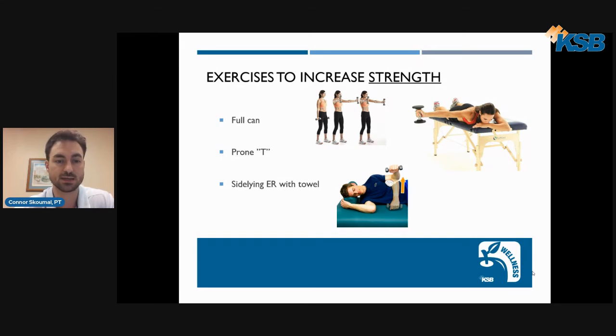Next, we have side-lying external rotation with the towel. So you just tuck a towel in your armpit, lay on your side, and the side that you're working is up top. For this picture, it's your left. And all you're doing is rotating your shoulder up and back down. This one's a little easier, so you probably need a little bit of resistance with this, but you want to just make sure you don't roll your shoulder back. You're going up to about where that picture shows.